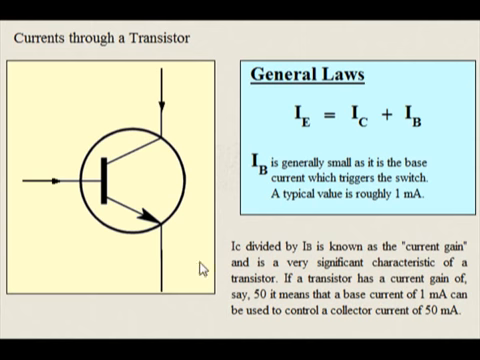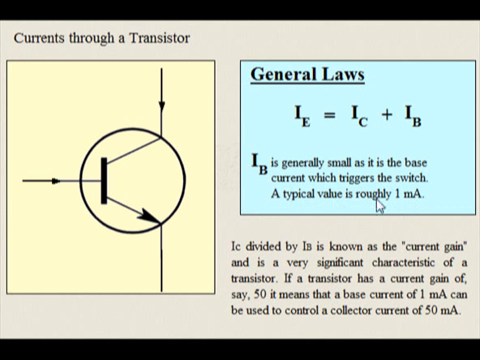Currents through a transistor. General laws. IE equals IC plus IB. IB is generally small, as it is the base current which triggers the switch. A typical value is roughly 1 milliamp.